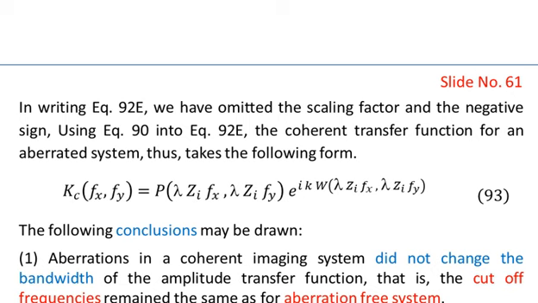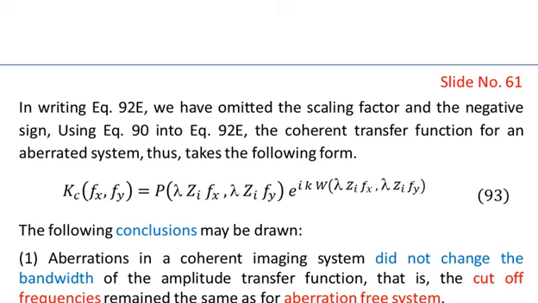Using equation number 90 in equation number 92e, the coherent transfer function for an aberrated system thus takes the following form. This is in equation number 93. We have written the coherent transfer function on the left hand side, and on the right hand side we have written its form. Now we have not written P bar, but we have written it in terms of P, the original pupil function without aberration.